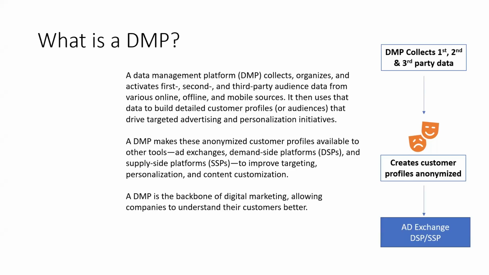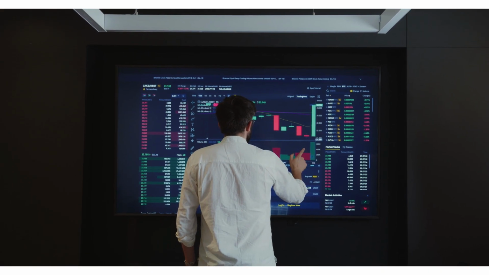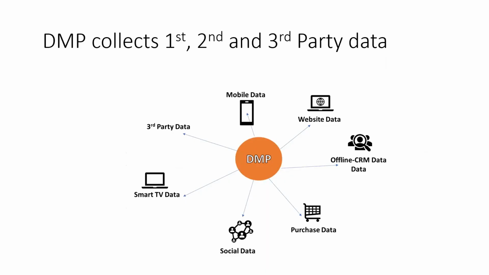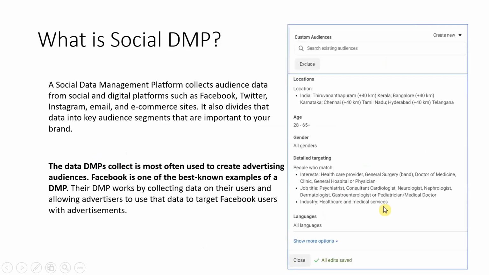So, what is a DMP? A data management platform collects, organizes, and activates first, second, and third party audience data from various online and offline sources. So, from where does a DMP collect the data? There are multiple first, second, and third party data sources like mobile data, website data, offline CRM data, purchase data, social data, and smart TV data. So, there are multiple sources from where the DMP collects the data.